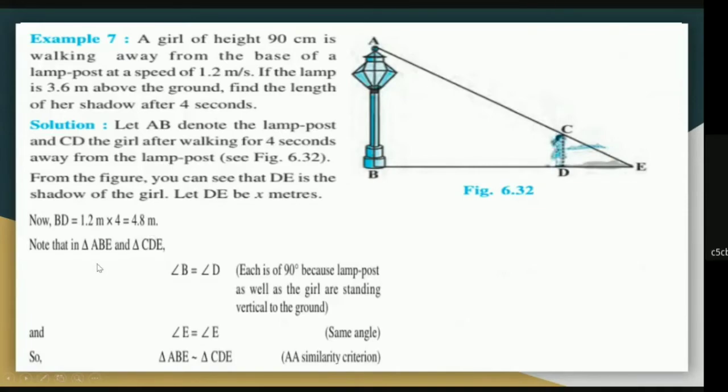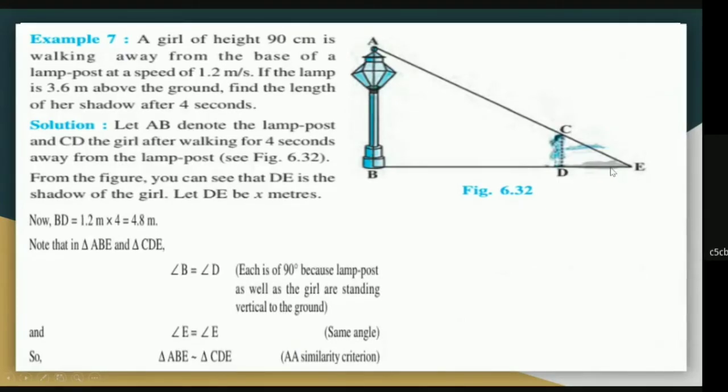Now note that in triangles ABE and CDE, this is 90, this is also 90, and angle E is the common angle. Therefore, the triangles are similar by the AA criterion of similarity. If the triangles are similar, will the sides be proportional? Yes, the sides are going to be proportional.